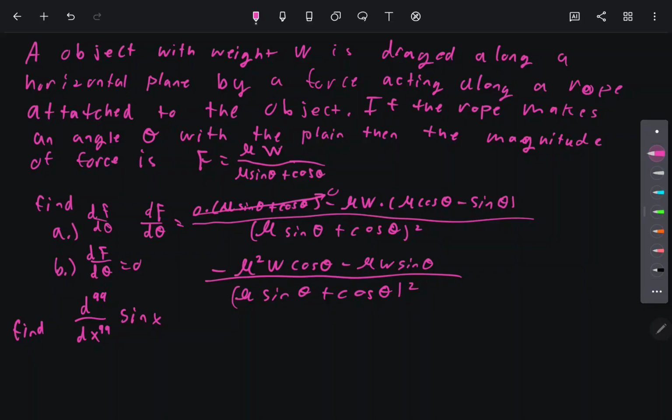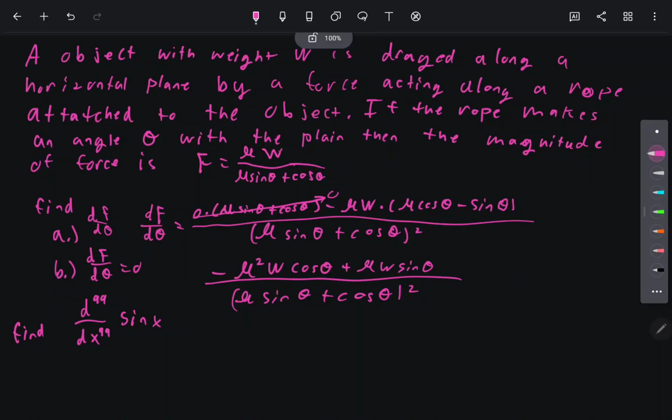Actually, there is one thing we can do. Actually, no, I did that wrong. There we go. But we can't really do anything here. But we're going to solve this for 0. So we want mu w cosine of theta plus mu w sine theta to be equal to 0. And we don't care about the denominator since that can't be equal to 0.